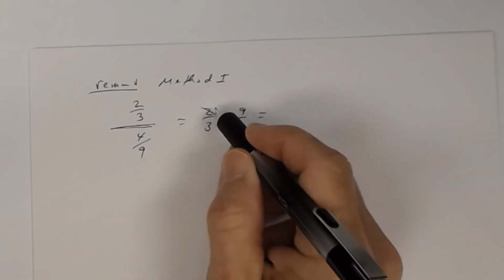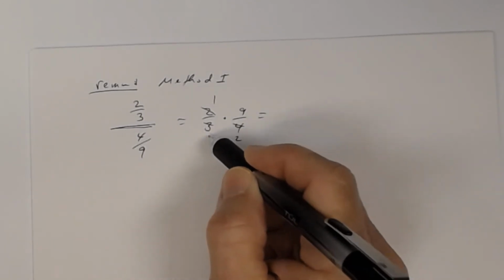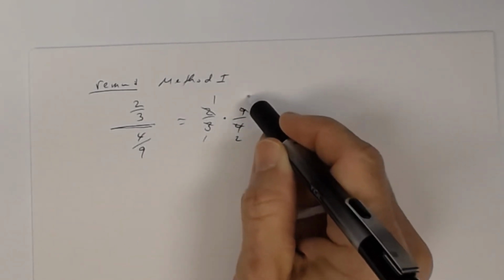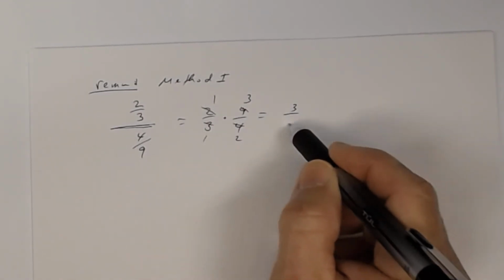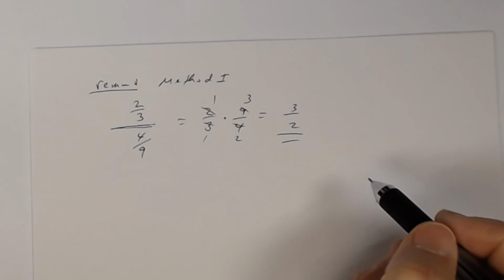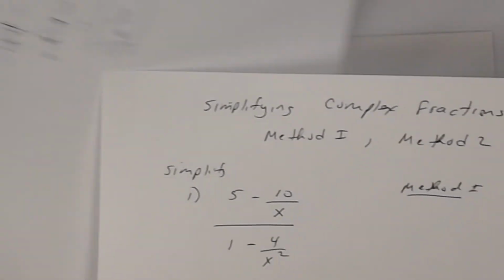In this case, I can. 2 divided by 2 is 1. 4 divided by 2 is 2. 3 divided by 3 is 1. 9 divided by 3 is 3. And so 1 times 3 is 3, 1 times 2 is 2, and so you would get 3 halves. Okay, so that's the idea you're going to use in method 1. So let's go ahead and do that.